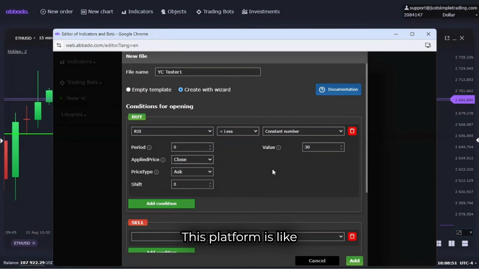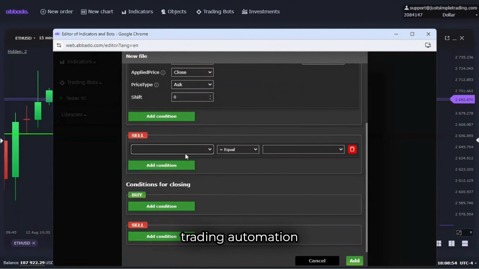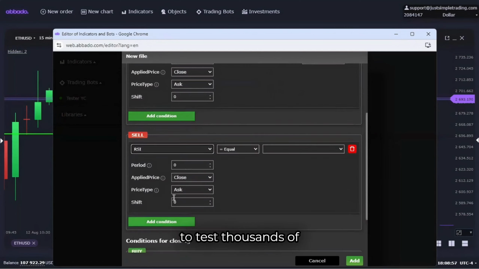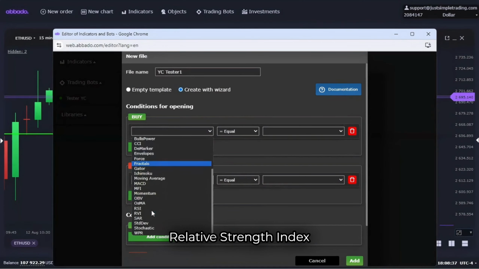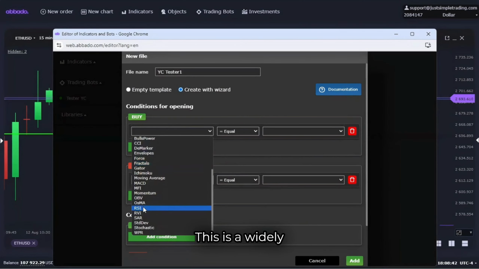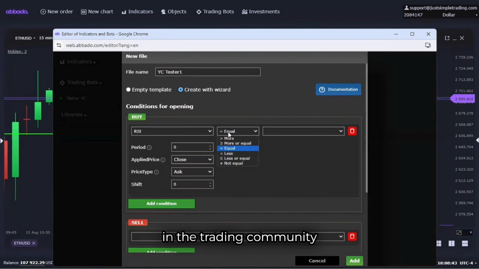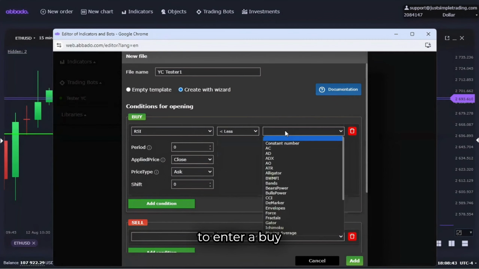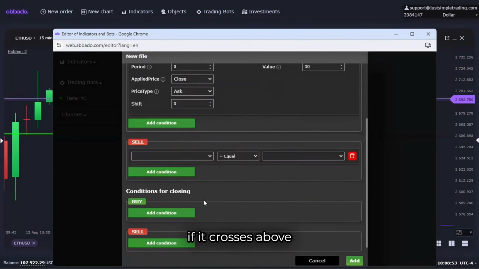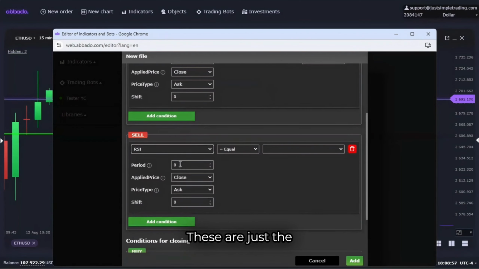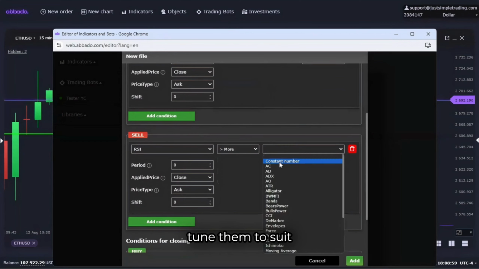This platform is like the Amazon jungle of trading automation, giving you endless opportunities to test thousands of strategies and discover your perfect formula. For this example, I'm going to keep it simple by adding an RSI, Relative Strength Index indicator, to the bot. This is a widely known and powerful tool in the trading community. I'll set the bot to enter a buy position if the RSI crosses below 30, and a sell position if it crosses above 70. These are just the default values, but you can fine-tune them to suit your strategy.